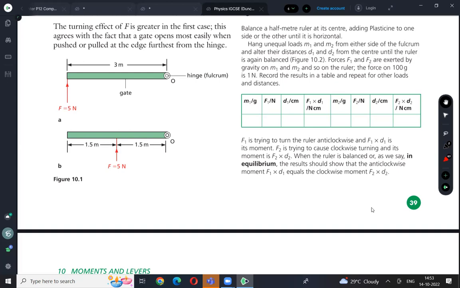When you multiply both of these, you will get the answer for your moment of a force. So here it will be 15 Newton meter. So just draw it, then I'll explain the next figure. Okay.